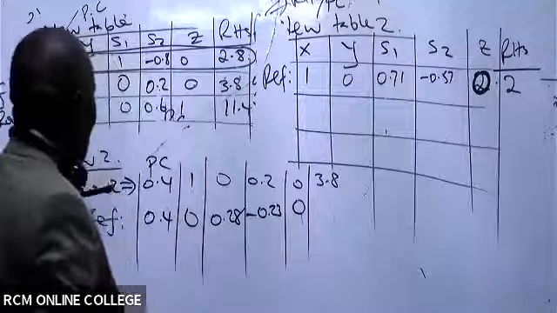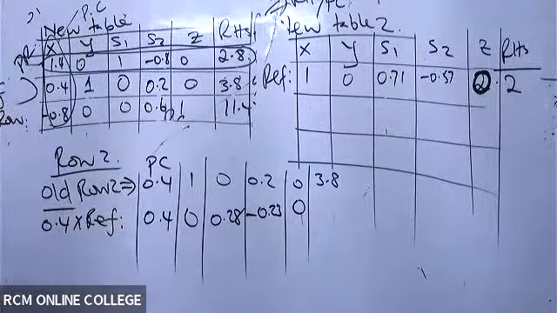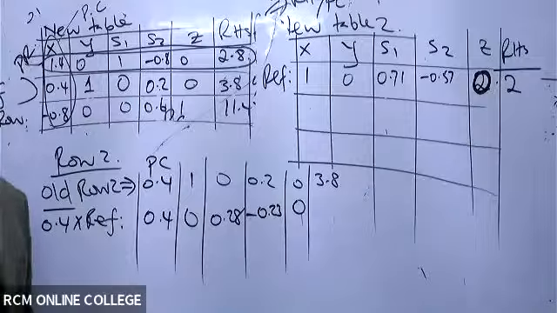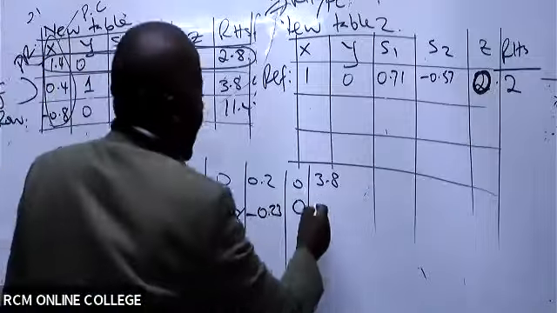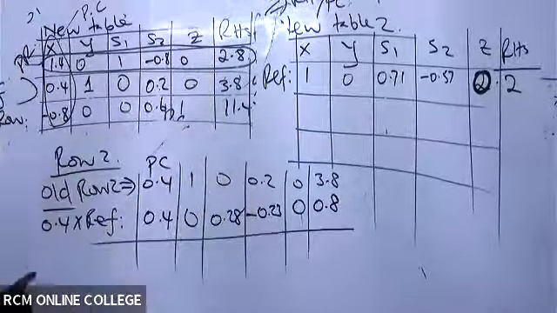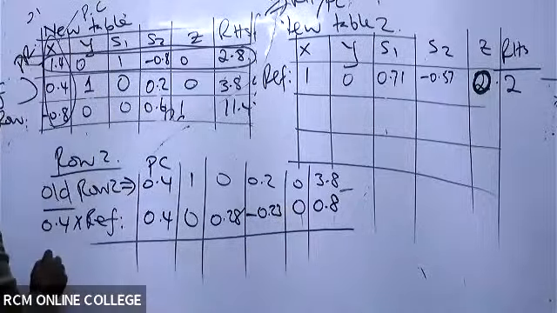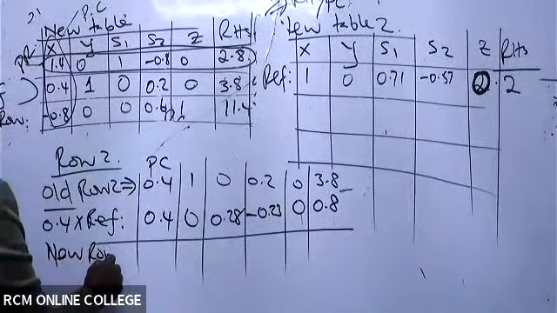And then we have, in this case here, 0.4 times 0. So this gives me 0. Then we have 0.4 times 2. Are you able to give me 0.4 times 2? Inakuja ngapi 0.4 times 2? 0.4 times 2 is 0.8. So kuja sasa fanya row reduction. You are subtracting to get the new row 2.